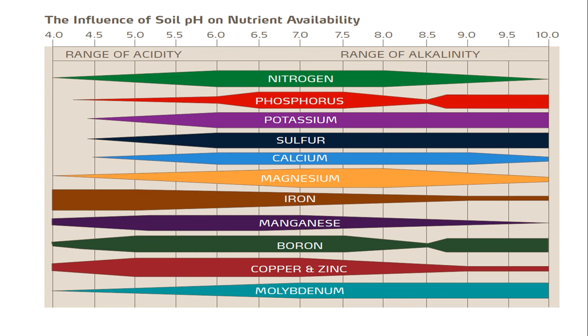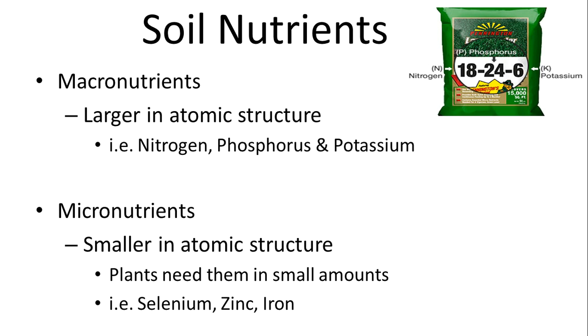And so here is nutrient availability. You can see right in the middle there, lots of awesome nutrients for the plants, but you get too basic over here, too acidic. The nutrients just aren't going to be available in the soil.